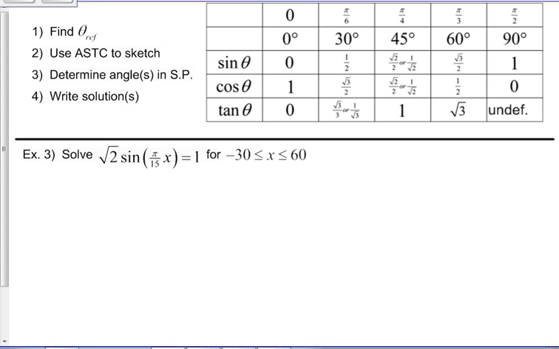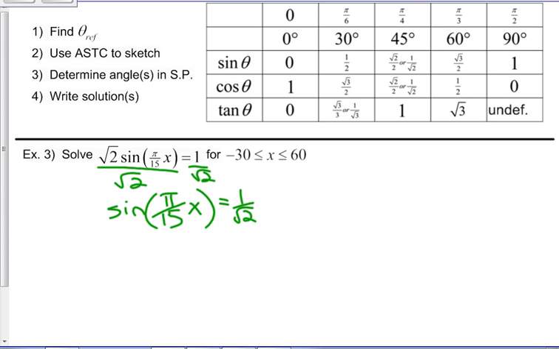We'll do one last one where it's got a couple of things happening in it. We've got root 2 sine of pi over 15x equals something, and it's for a domain from negative 30 to 60, which seems initially like it's going to have a bajillion solutions. Let's check out what happens. First of all, this doesn't have sine isolated. So we're going to divide by root 2. We'll get sine of pi over 15x equals 1 over root 2.